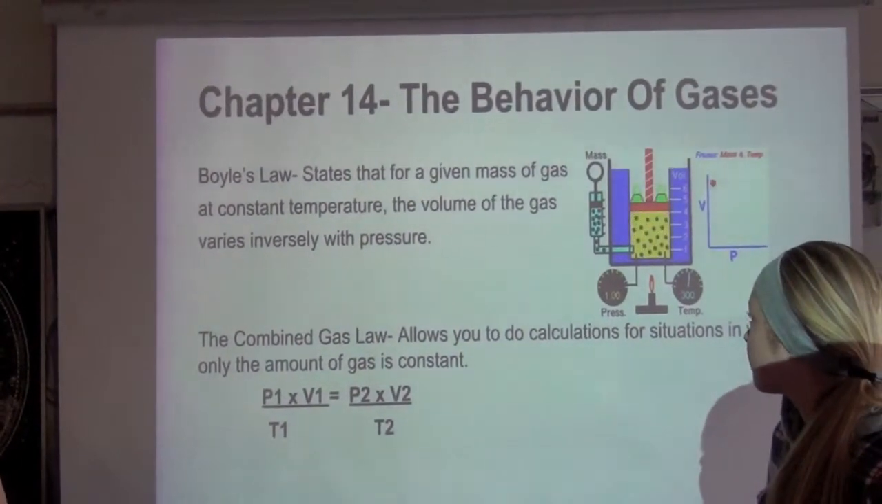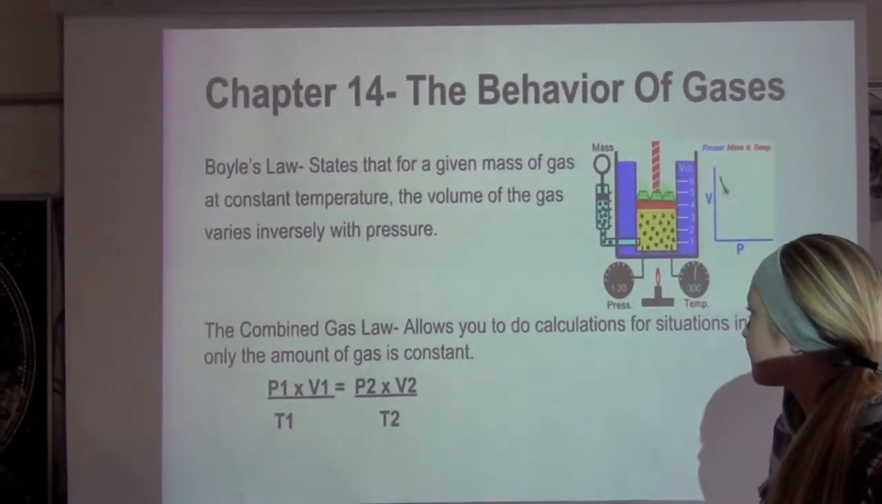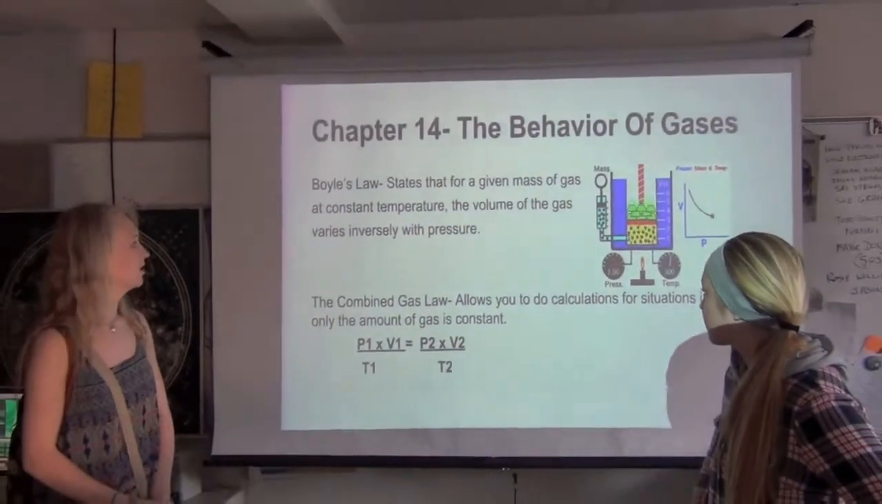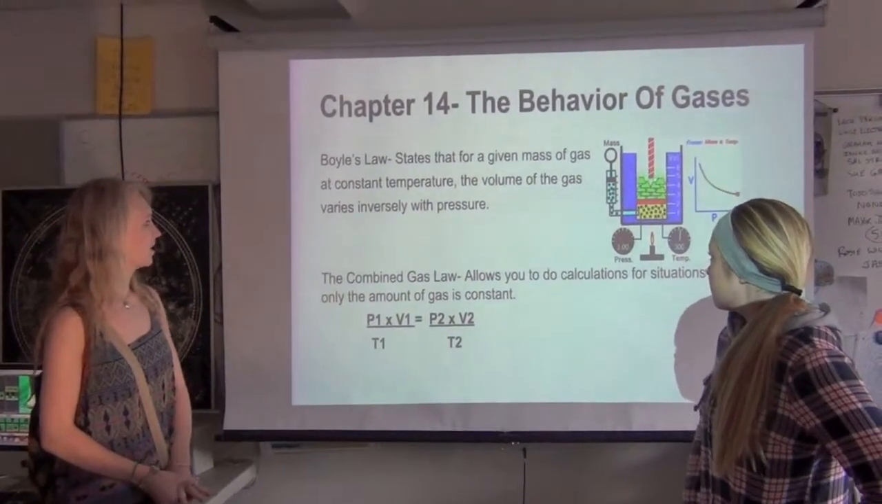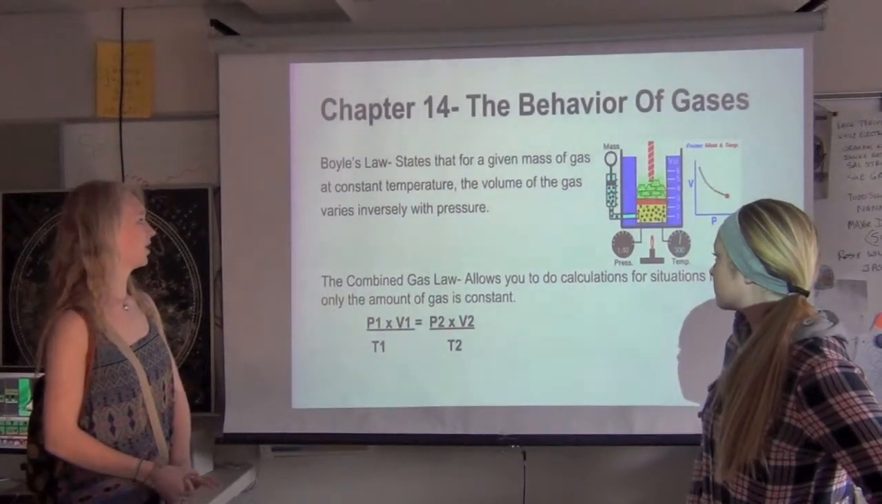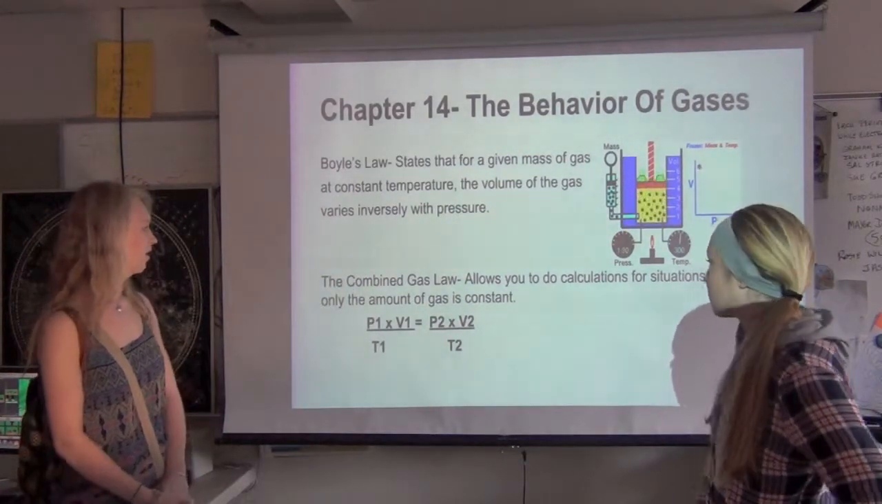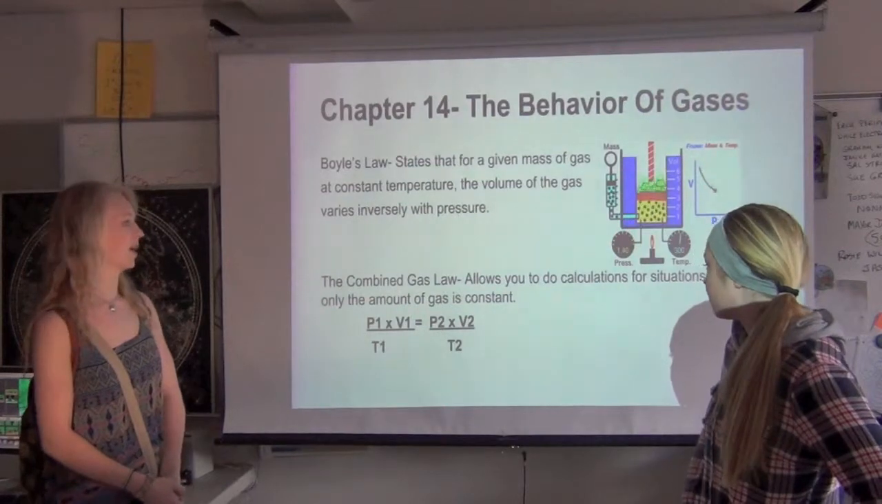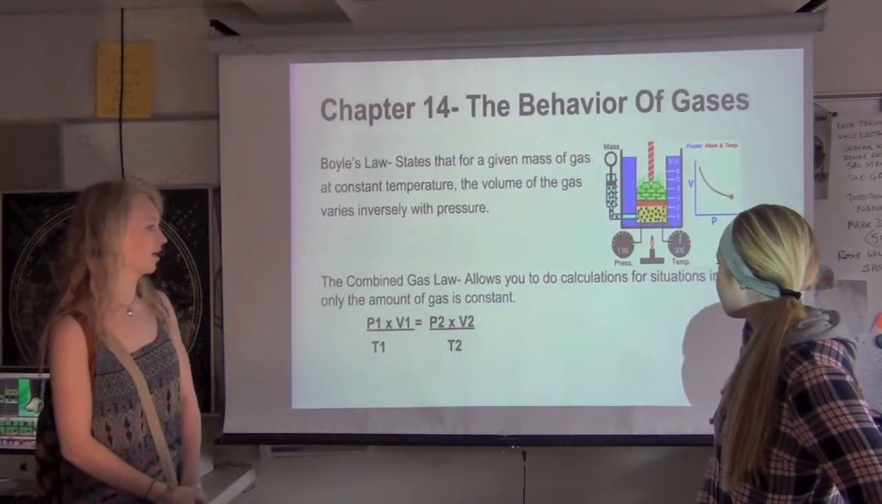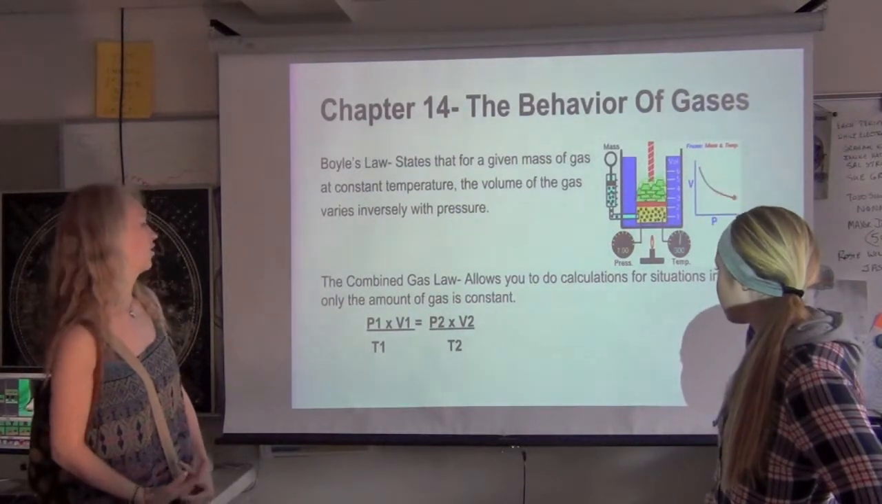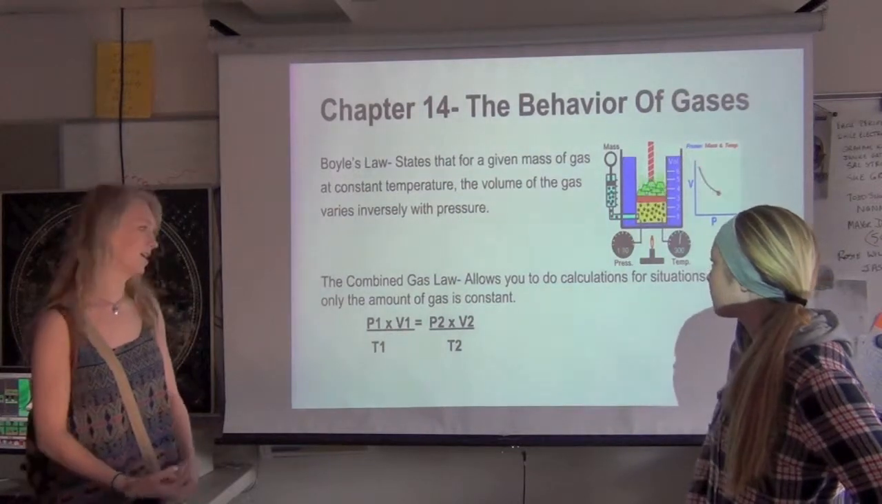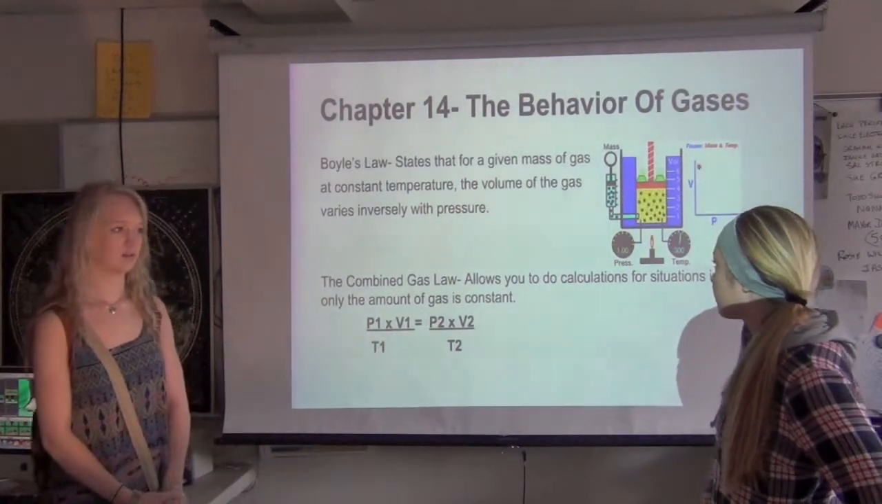Chapter 14, the behavior of gases, we wrote Boyle's law, which states that for a given mass of gas at a constant temperature, the volume of the gas varies inversely with pressure. We have a picture right there. And then we wrote the combined gas law, which allows you to do calculations for situations in which only the amount of gas is constant. And then we wrote the formula for it.